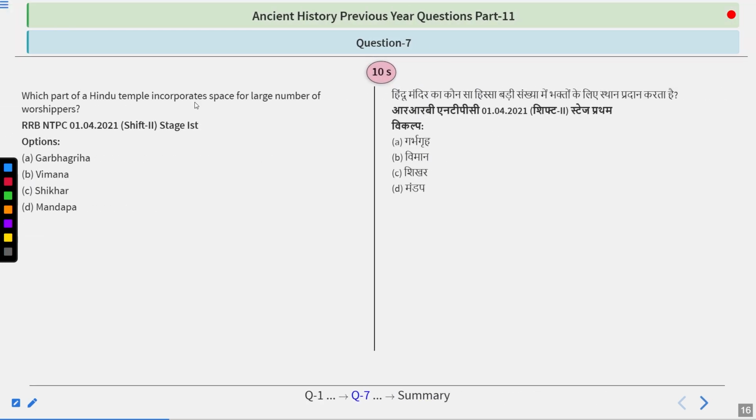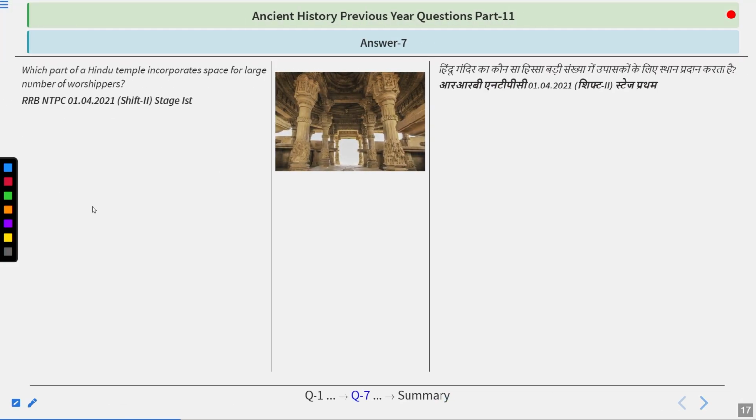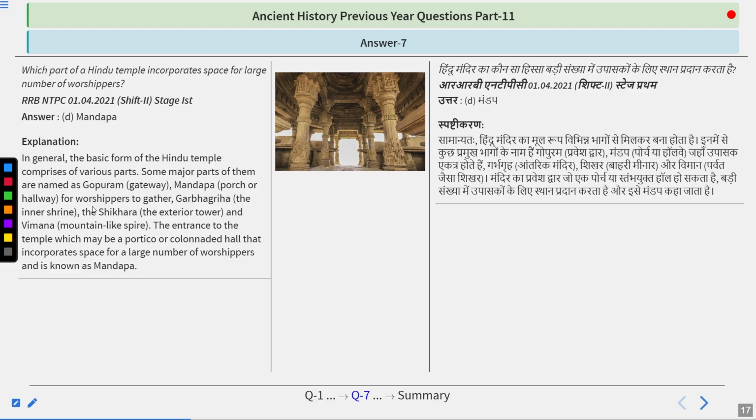Which part of a Hindu temple incorporates space for a large number of worshippers? Garbhagriha, Vimana, Shikhara, or Mandap? So take your time and answer this question, guys. And I hope you got the right answer. So here you can see it is a structure of a temple. If you have seen any ancient temple, most of the temples are like this. These are the pillars, and this is the space where people can sit or they can worship. So this place is called mandap.